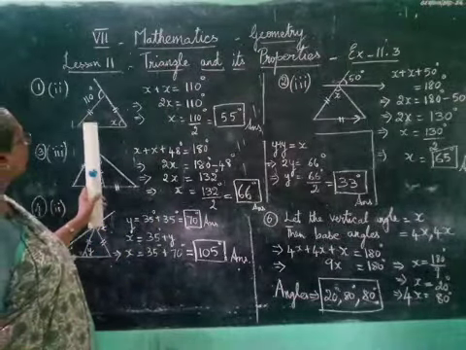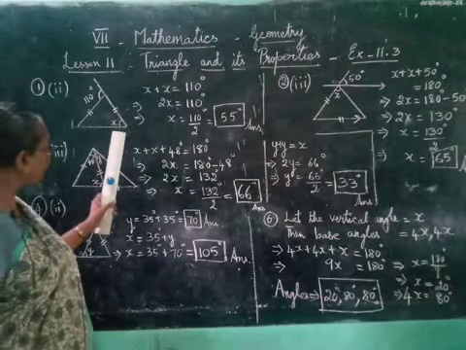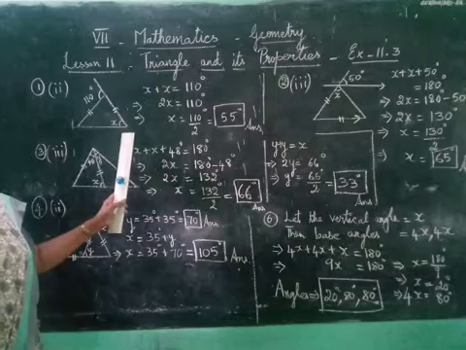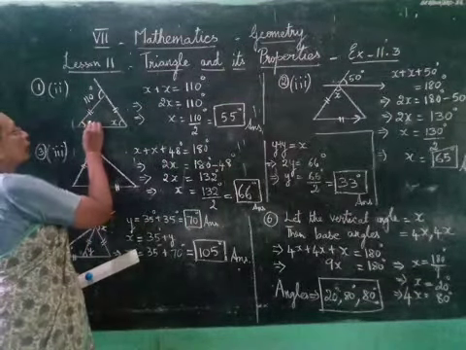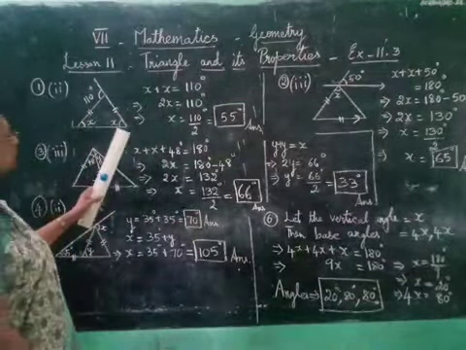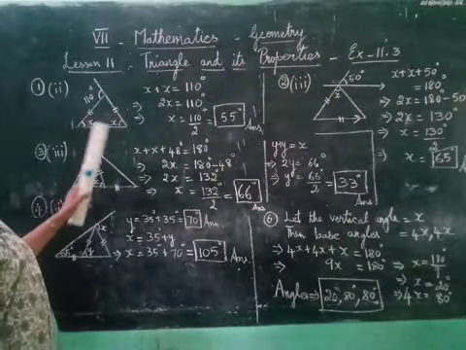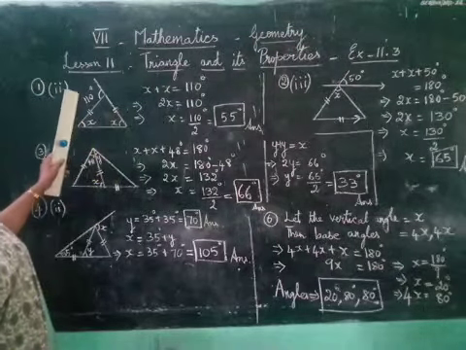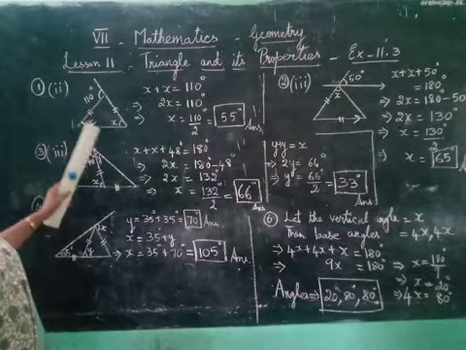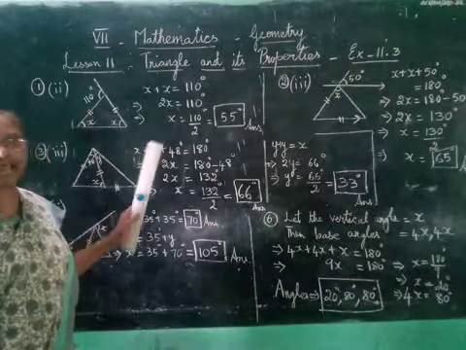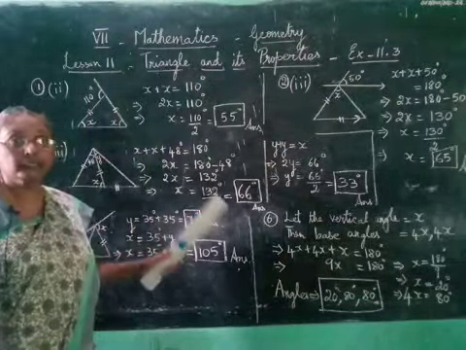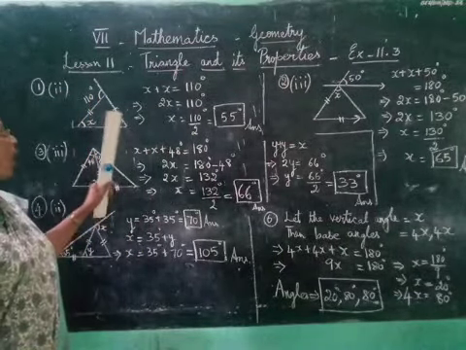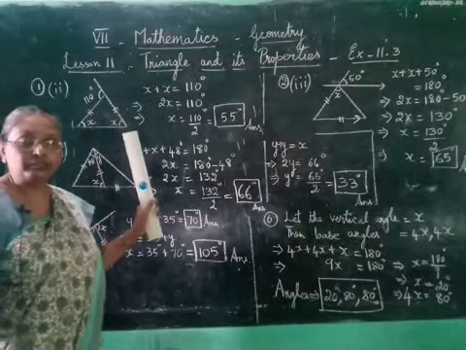So what we can conclude from here is that the angles opposite to the equal sides are equal. Therefore, this angle also will be x. This is x. Therefore, the angle opposite to this side also will be x. So, we know that the exterior angle is equal to the sum of the opposite interior angles. That is one property we have studied earlier.